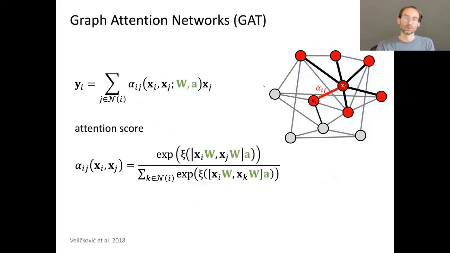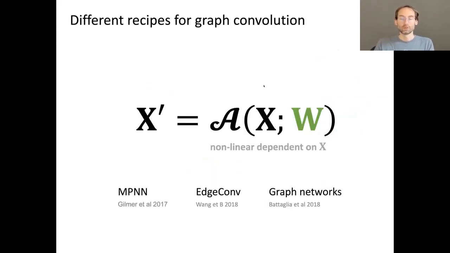Another version of this is the graph attention network, where the aggregation coefficients are computed as attention weights in the graph for the one-hop neighborhood. And finally, we can make this aggregation a nonlinear operator that depends on the features, maybe not only node features, but also the edge features. And this is what is typically referred to as message passing neural networks. So we did a work in the computer graphics community on point clouds, where we call this also edge convolution.